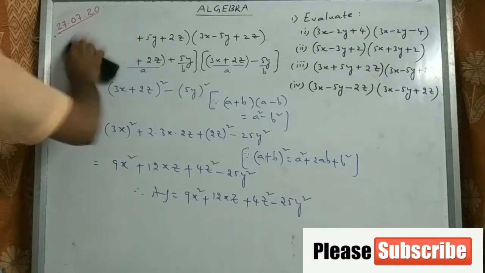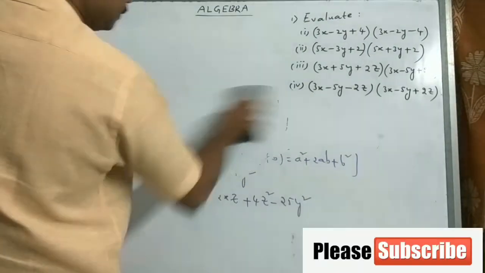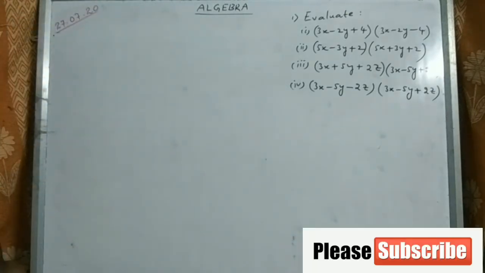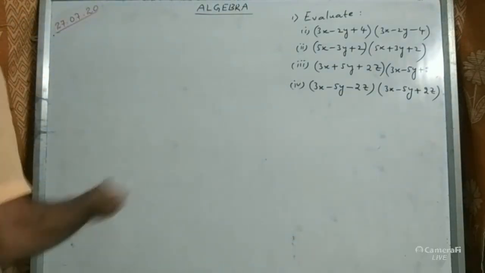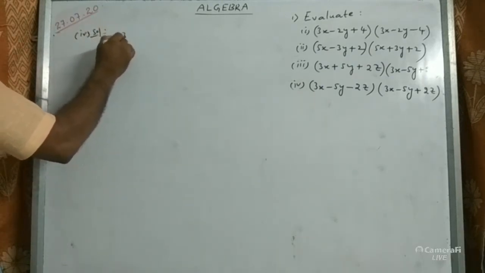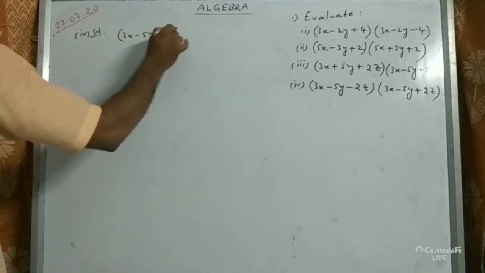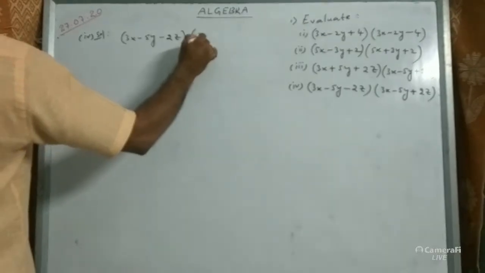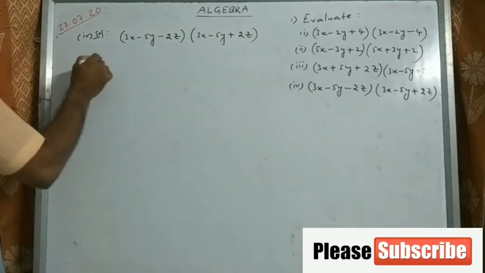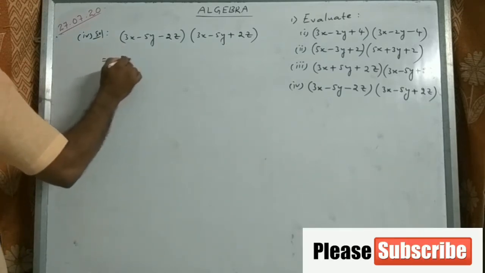Fourth one. Look at the fourth one. 3x minus 5y minus 2z into 3x minus 5y plus 2z. So how do we simplify this? So it is direct form.